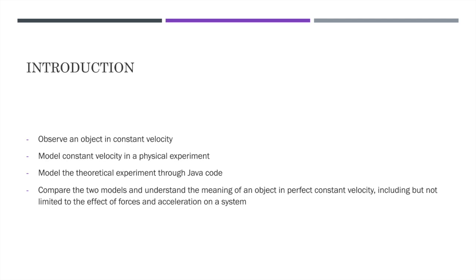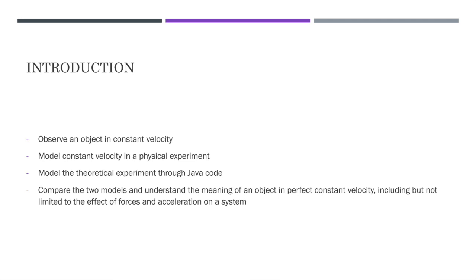So for today's lab, we're observing an object that's in constant velocity, constant motion. We're going to observe it in a physical experiment, which in my case, I used a ping pong ball and wooden floors. We're also going to model this experiment theoretically through Java code, and then we're going to compare these two models and understand the meaning of an object that's in perfect constant velocity, including but not limited to the effect of forces and acceleration on a system.